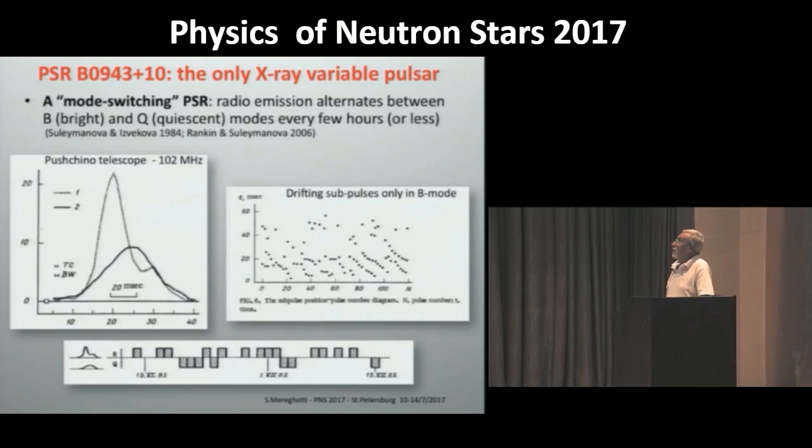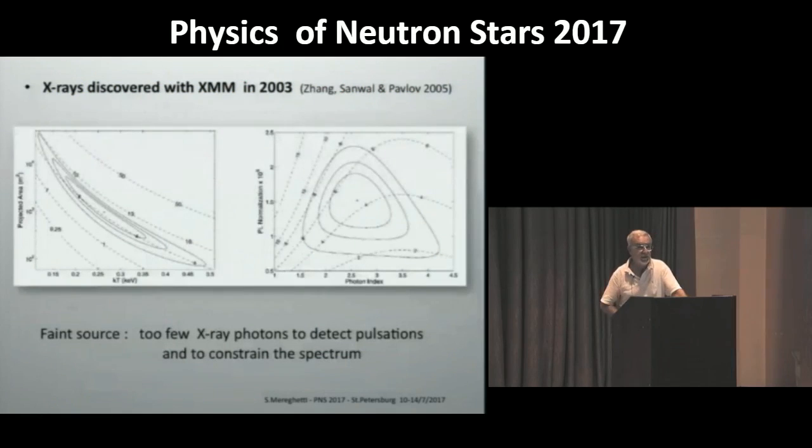B mode, it shows a very regular pattern of drifting subpulses. X-ray emission from this object was discovered by our chairman in 2003. It is a rather faint X-ray source. With these data, there were basically too few photons to be able to detect pulsations, and even the spectrum was not constrained very much. It could be fit either with a black body or with a power law, and in both cases you see that the parameters were not very well constrained.